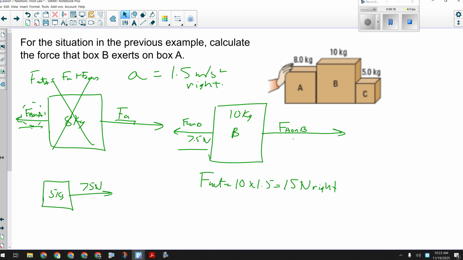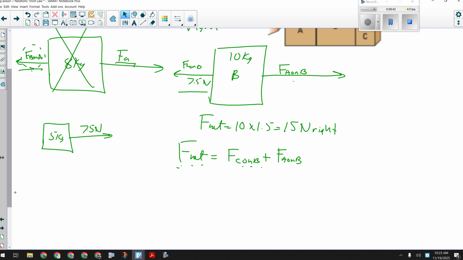Now, vector sum of all forces. Am I doing anything we haven't done before? Vector sum of all forces. F net equals the force of C on B plus the force of A on B. I know that one, and I know that one. So I can isolate the one I don't know. So F net minus the force of C on B will equal the force of A on B.